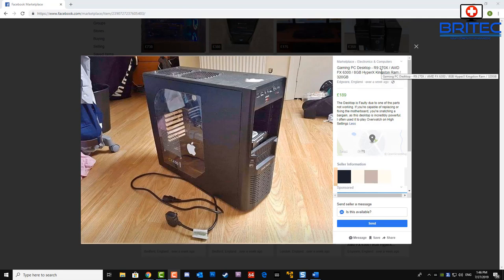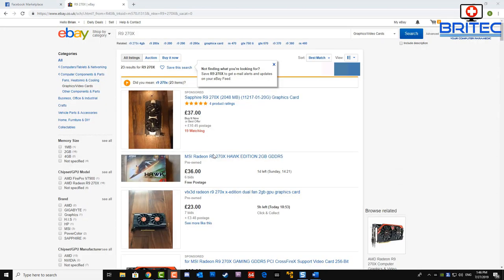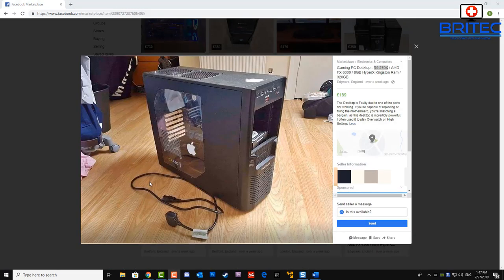and to be honest, it's not really worth the money that they're asking. I don't think a lot of these systems are worth that sort of money. You've got the R9 270X, is £37 buy now price. You can probably get these cheap if you look around.